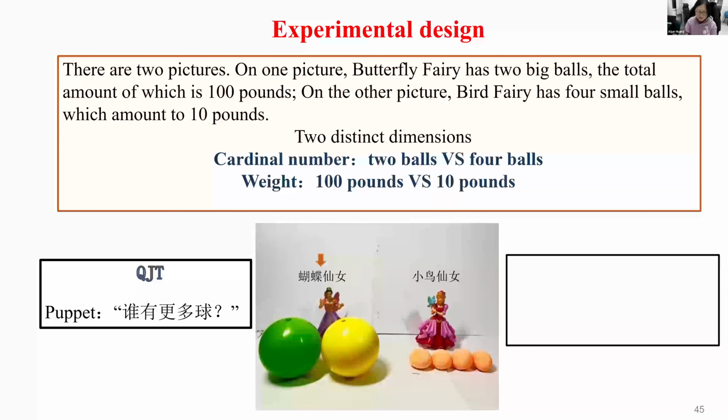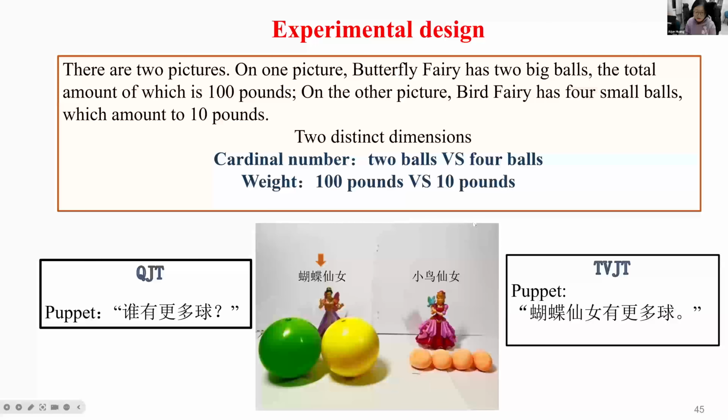Right. So then for another experiment, we present the same scenario, but we have a different way to present the sentence. Instead of asking a question, the puppet says, 蝴蝶仙女有更多球. So we ask you to judge whether the puppet's sentence is true or false. So which would you say, true or false, towards the puppet's statement? This is how the quantity judgment task and the truth-value task differ.